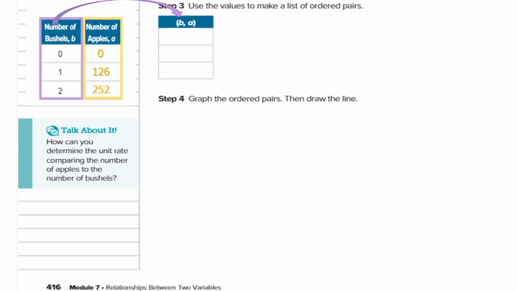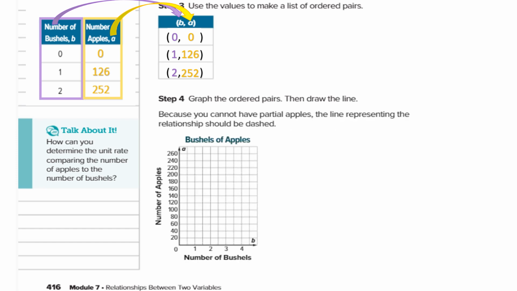So I'm going to take and carry that information over and create the (0, 0) for my ordered pair. So if I know that I have 0 as my B, then my A has to be 0. Or my x is 0, my y is 0. If my B is 1, we know that my next number, my y or my A, is 126. And then my third one using 2, we said was 252. So now I have my ordered pairs. And then my ordered pairs, once again, I'm simply going to graph.